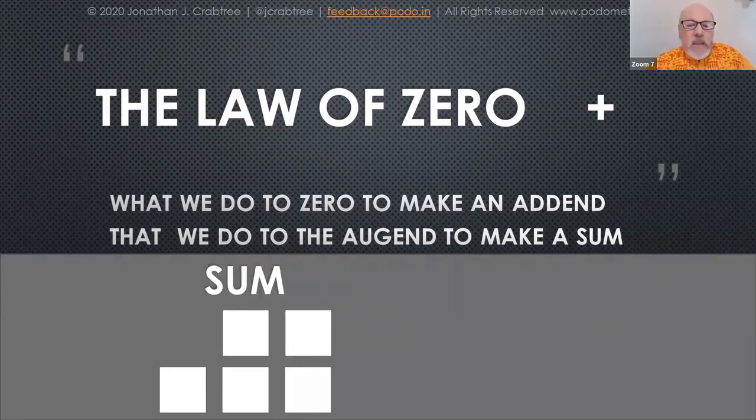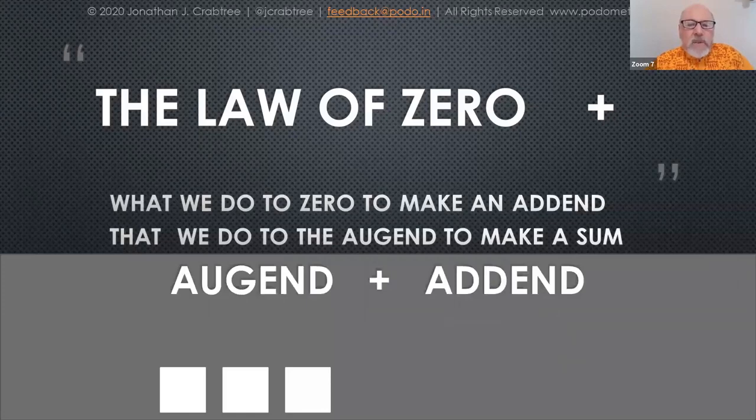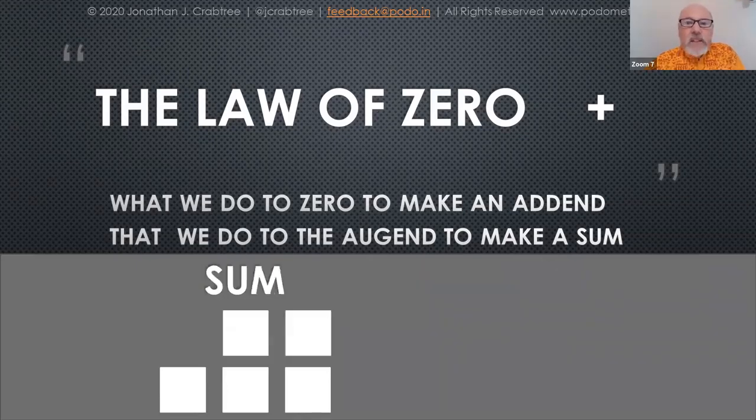So it's a copying sort of game. So we've got an augend or a number that we start with, and we've got 0 for the addend. So what do we do to 0 to make the addend? Well, we've just added 2 to make the addend. So we've got to add 2 to the augend, and that's the sum.